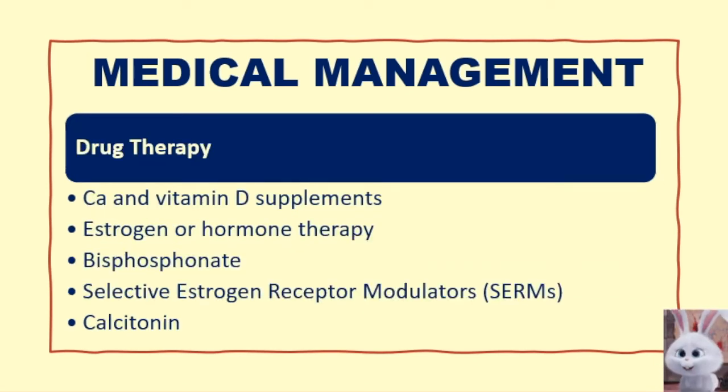Now, for the drug therapy, there are different drugs that can be used. So you have calcium and vitamin D supplements. You'll have your estrogen or hormone therapy for those who had menopause. Then you have your bisphosphonates, which are the standard of care for management of osteoporosis. Then you have your SERMs, selective estrogen receptor modulators, and then your calcitonin. A combination of these drugs may be used to treat and prevent osteoporosis.